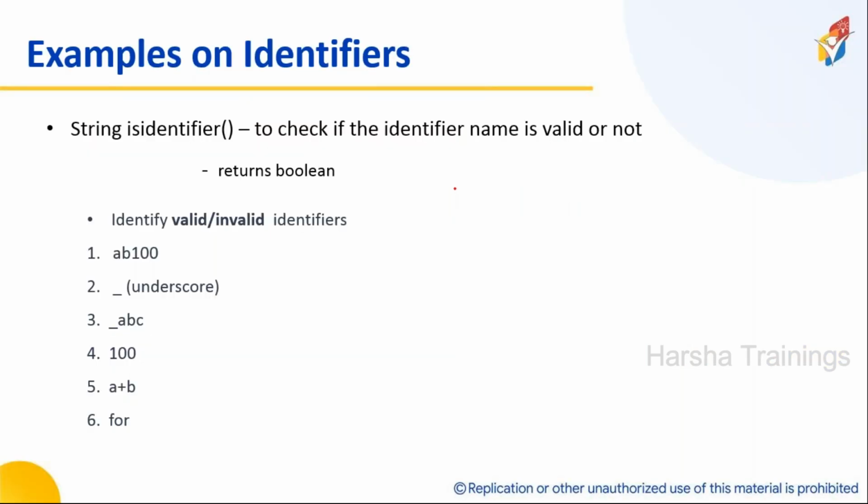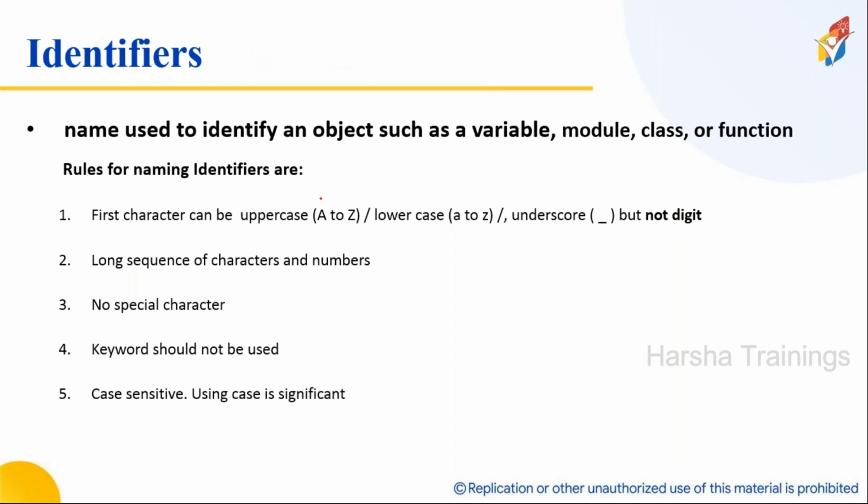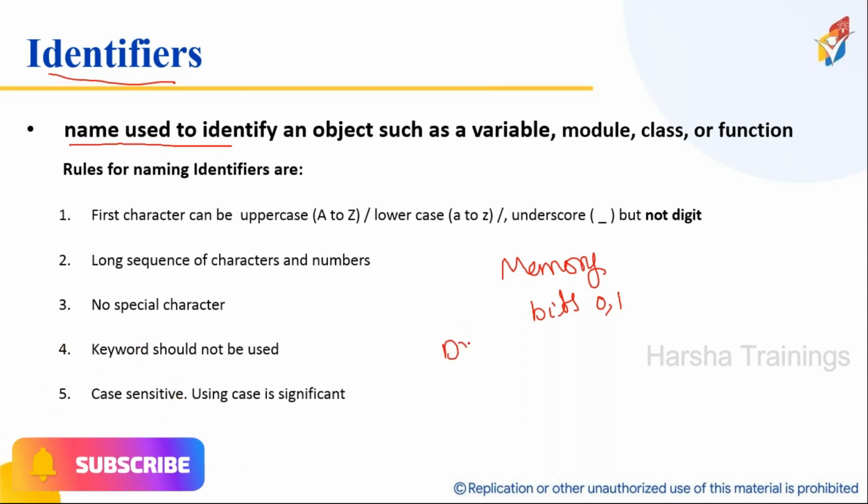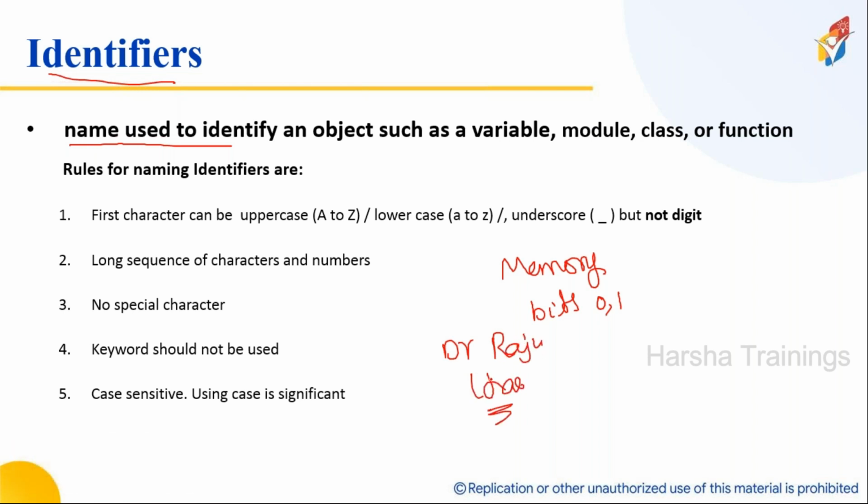Let me start my discussion with what are identifiers. Now everyone knows about memory. Computer understands only bits, that is zeros and ones. Identifiers are nothing but naming conventions. Like I have my name, Dr. Raju, like you have your name, Harsha, and like this everyone has their own names.